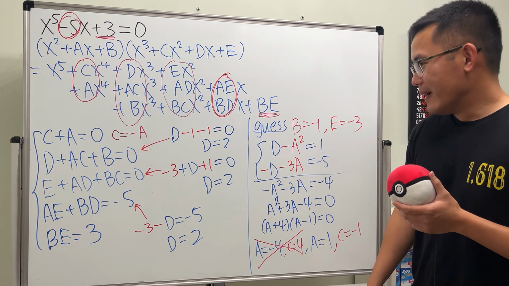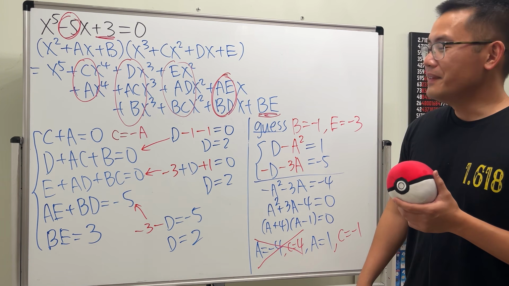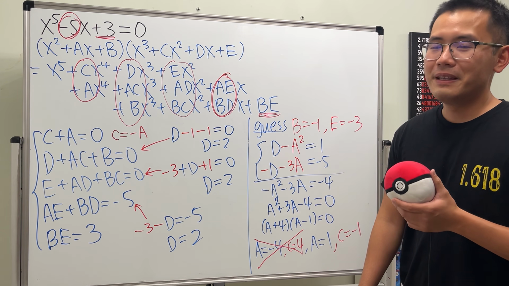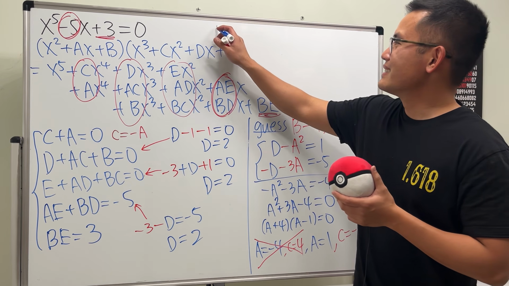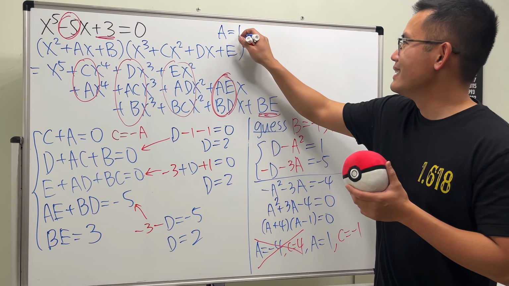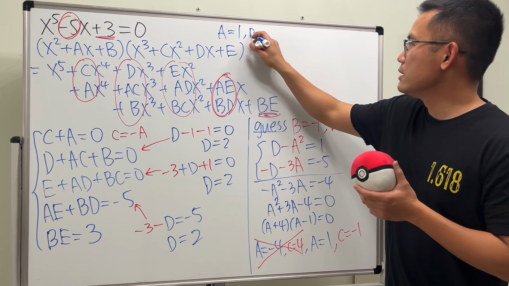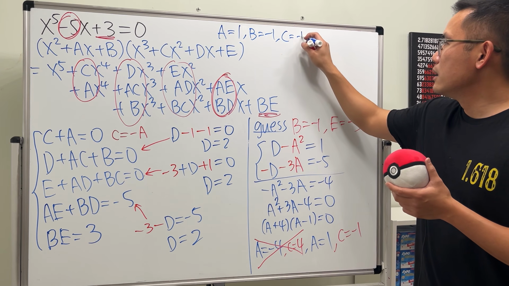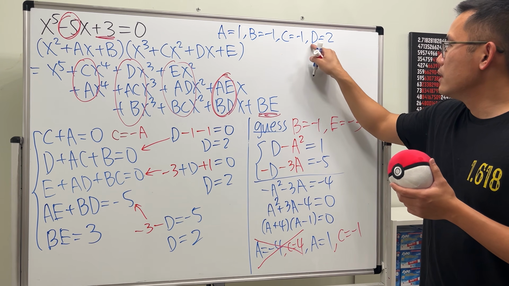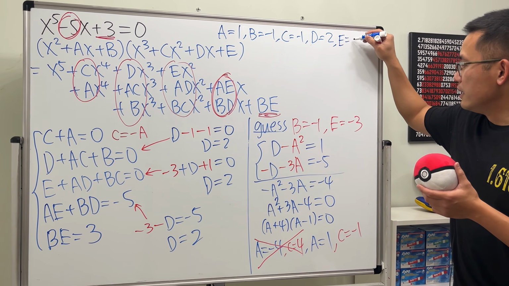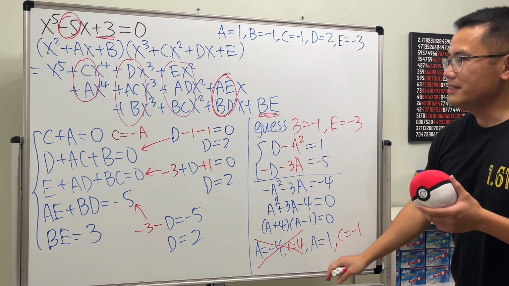Okay, so let's see. Even though I did this a few times already, every single time I finish this, it's very satisfying. Now let's just go ahead and put down the A, B, C, D values. So A is equal to 1, B is equal to negative 1, C is equal to negative 1, D is equal to 2, and E is equal to negative 3.